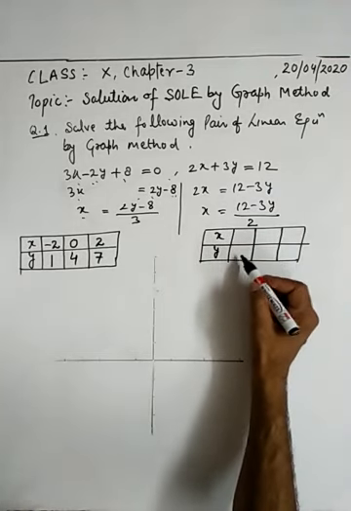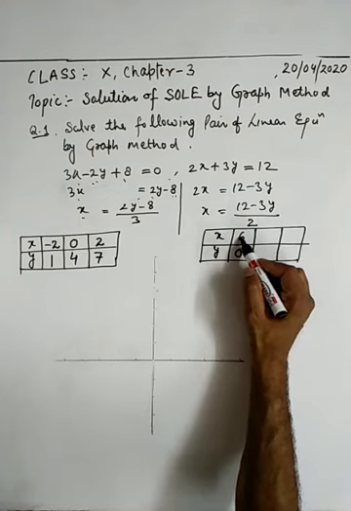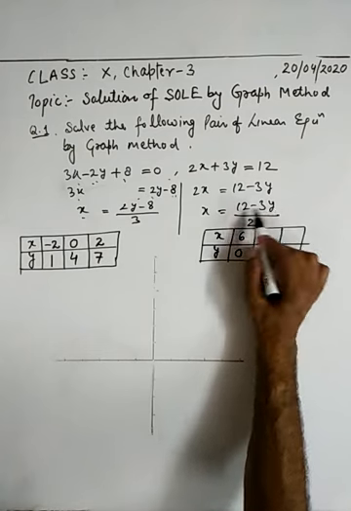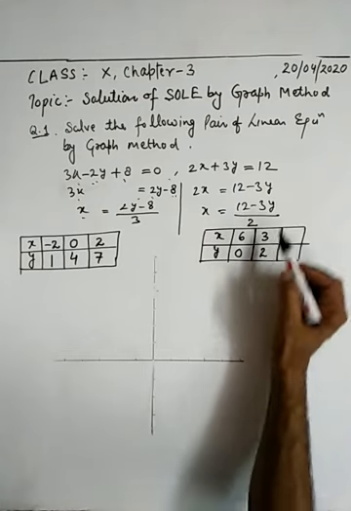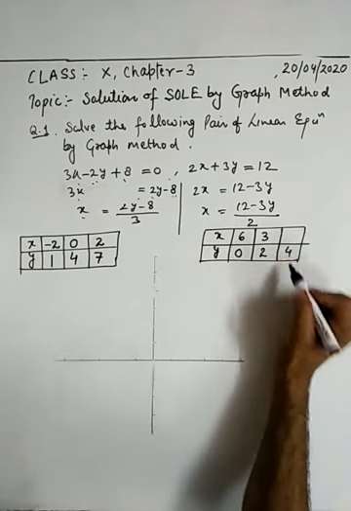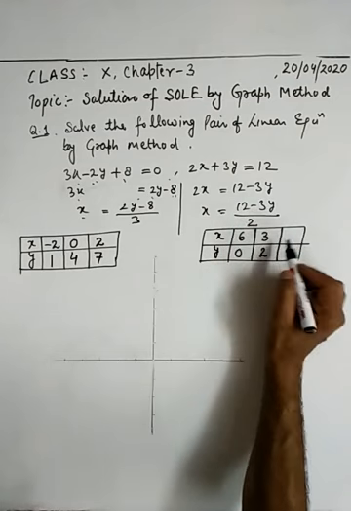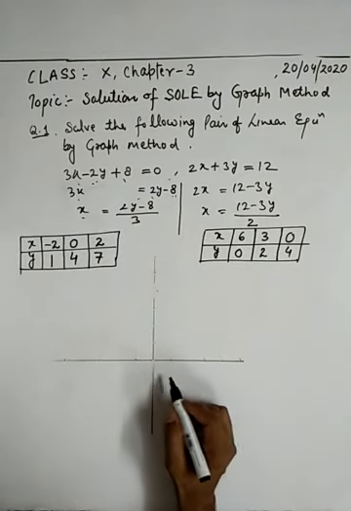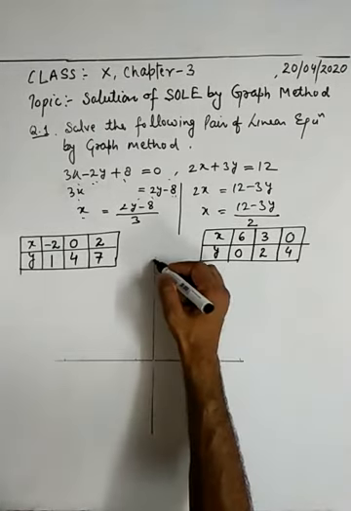For the second equation, first put y equal to 0: 3 times 0 is 0, 12 minus 0 is 12, divided by 2 is 6. Put value 2: 3 times 2 is 6, 12 minus 6 is 6, divided by 2 is 3. Put value 4: 3 times 4 is 12, 12 minus 12 is 0, 0 divided by 2 is 0. So these are the three solutions of each equation. Now we put these values here. We will plot these values on the graph.